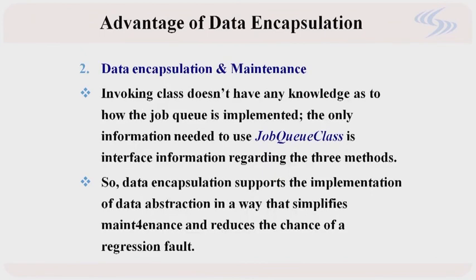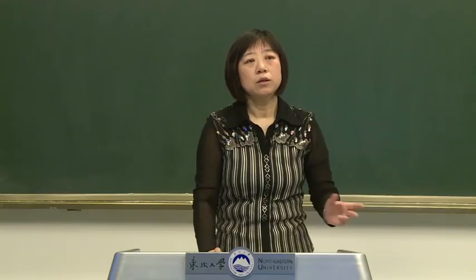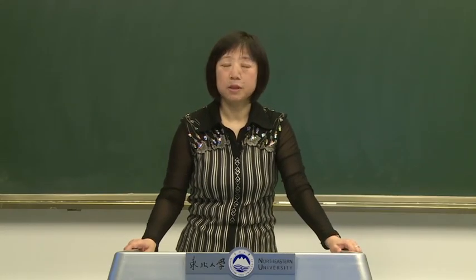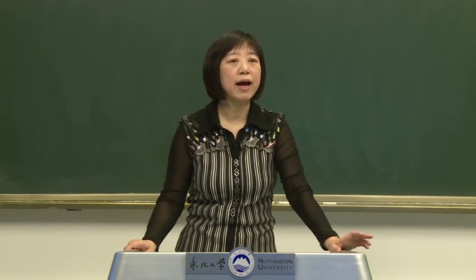The system that invokes the class doesn't have any knowledge as to how the job queue is implemented. The only information needed to use the JobQueueClass is interface information regarding the three methods, just like what we have discussed. So data encapsulation supports the implementation of data structures in a way that simplifies maintenance and reduces regression faults. So these are the advantages of data encapsulation for both implementation and maintenance.